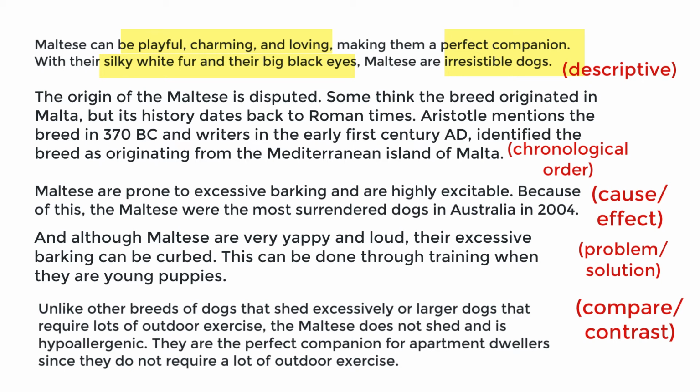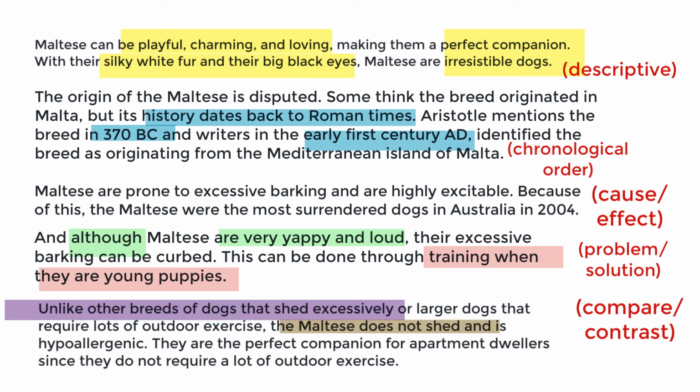In the problem solution, a problem is presented and possible solutions are given. Time order or chronological gives information in order of occurrence and uses signal words of time. In comparison and contrast, we are establishing similarities and differences between items. And in cause and effect, we're explaining or giving reasons as to why something happens.